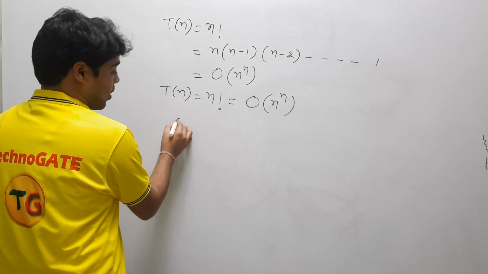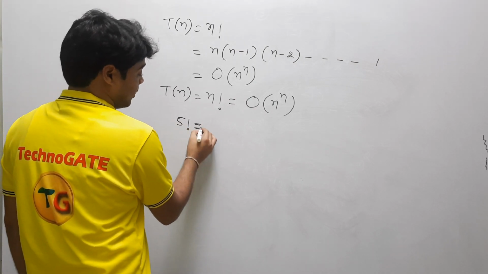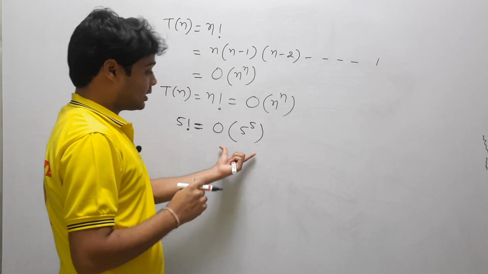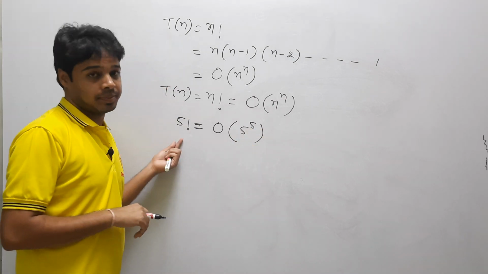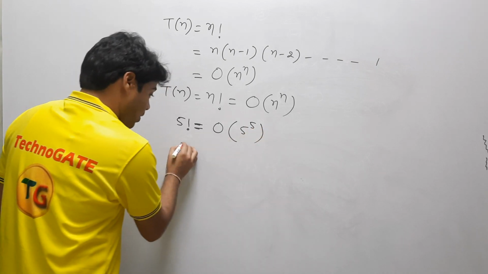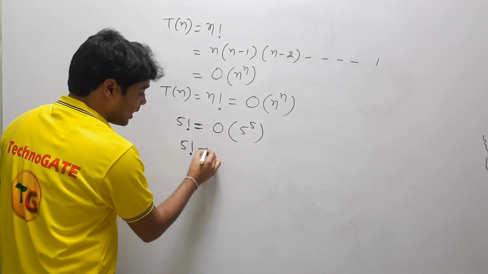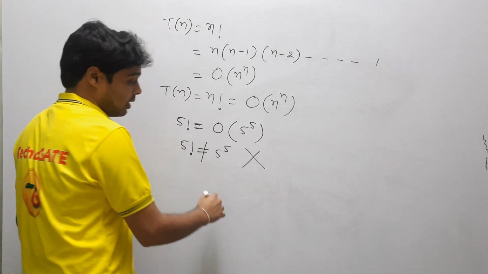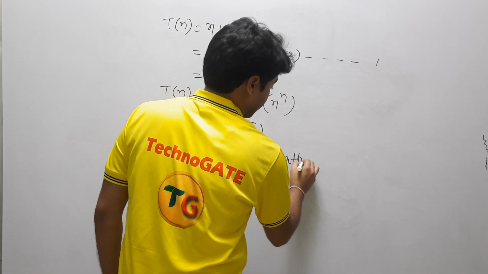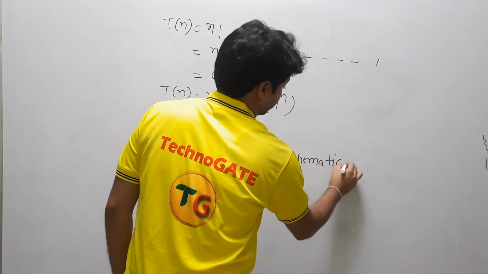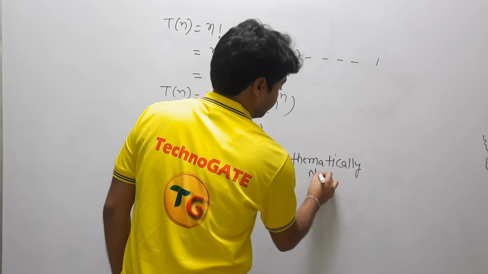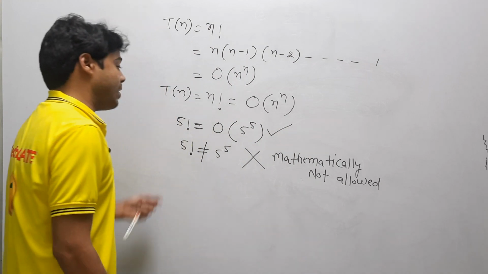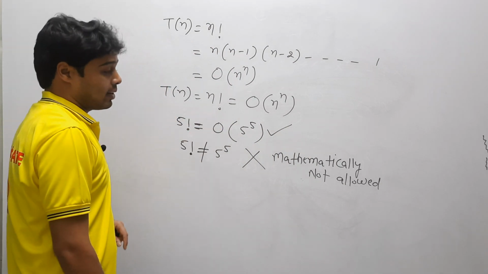Suppose that 5 factorial is what? Order of 5 raised to power 5. Yes, this one is the upper bound on this one. Correct. But 5 factorial does not equal 5 raised to power 5. Mathematically it is not allowed, but asymptotically it is allowed here. So 5 factorial is big O of 5 raised to power 5 here.